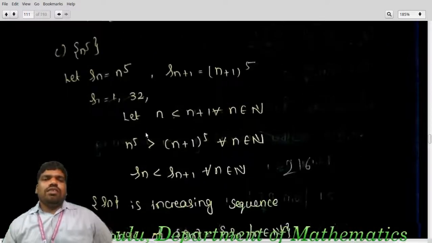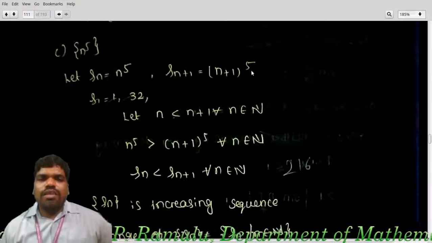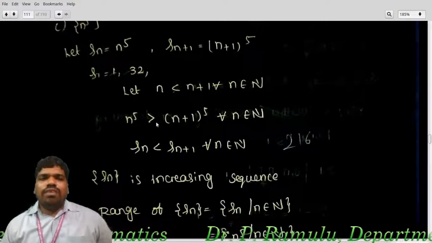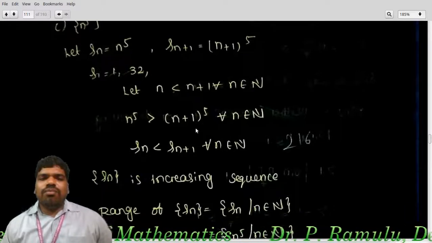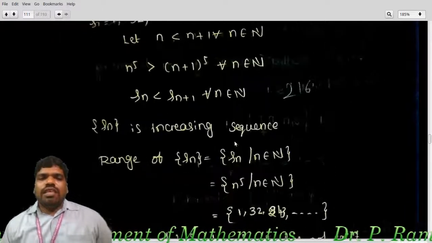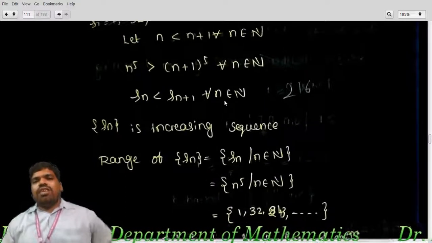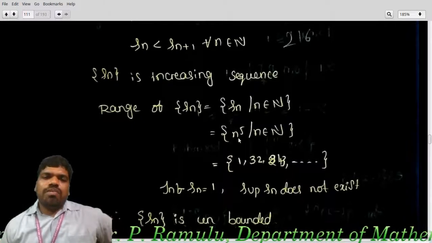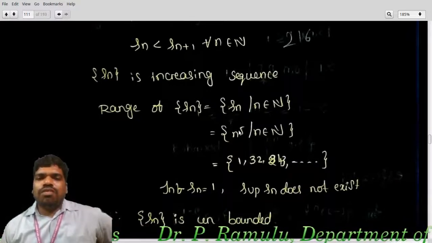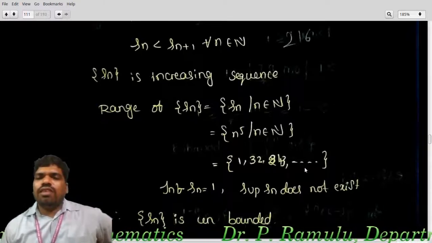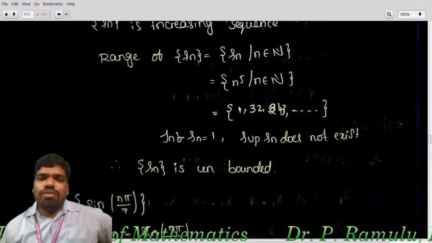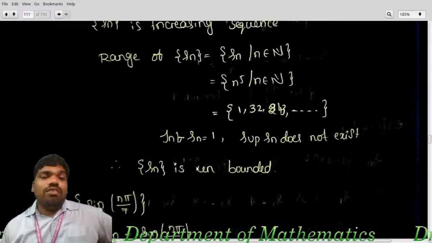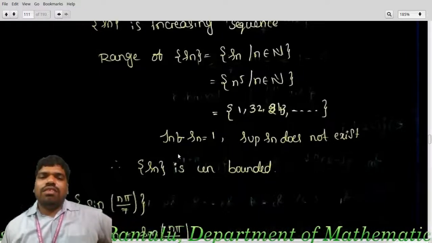Now, Sn equals n power 5, and Sn plus 1 equals n plus 1 whole power 5. Since n is less than n plus 1 for all n belongs to N, n power 5 is less than n plus 1 whole power 5. This is Sn and this is Sn plus 1, so Sn is less than Sn plus 1 for all n belongs to N. Sn is an increasing sequence. The range of Sn is n power 5 such that n belongs to N. The terms are, putting n equal to 1, 1, 32, 243, like this. The infimum of Sn is 1, this is the lower bound. But for the upper bound, the terms of the sequence go to infinity, so the supremum of Sn does not exist. Therefore, Sn is an increasing sequence, but Sn is unbounded.